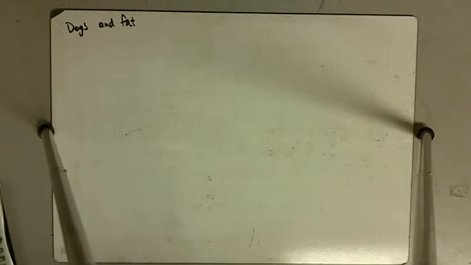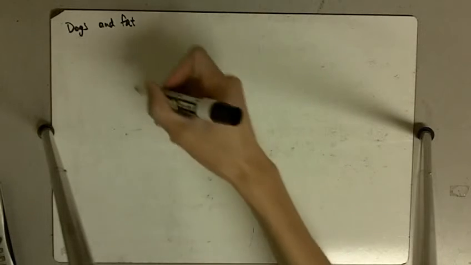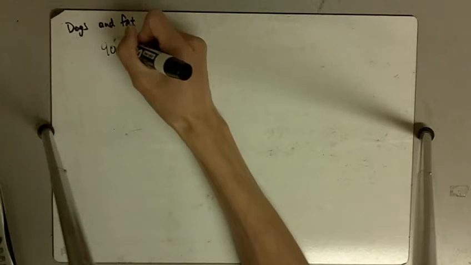Dogs and fat. The Consumer Reports article described in Exercise 1 also listed the fat content in grams for samples of beef and meat hot dogs. The resulting 90% confidence interval for the mean fat content of meat minus the mean fat content of beef is negative 6.5 to negative 1.4.